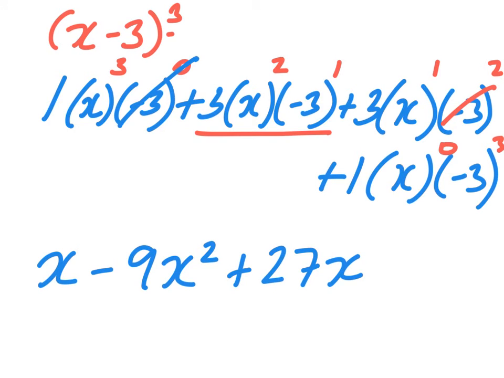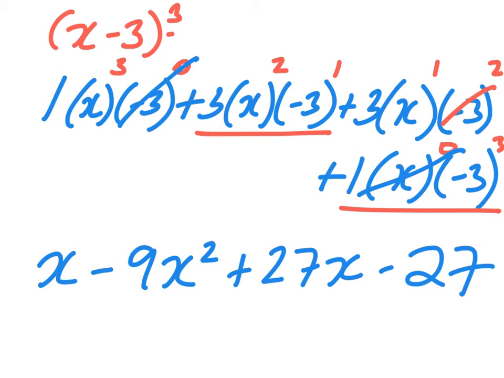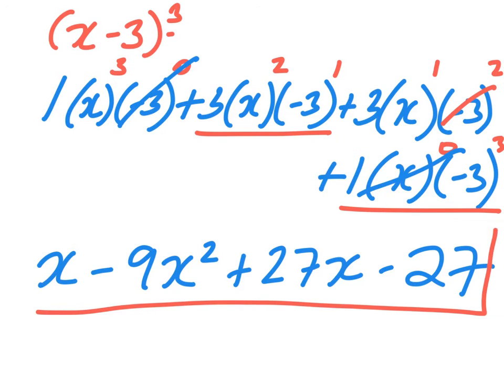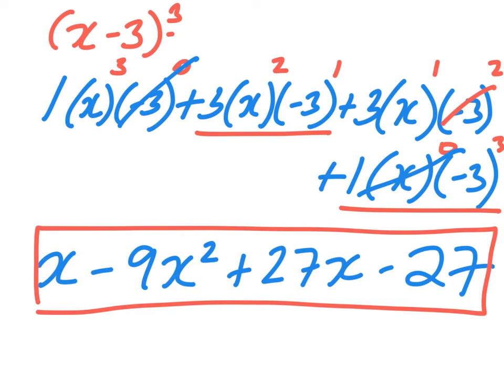And then we go to the last part. We just have x to the power of 0, so that means the x is gone, because x to the power of 0 is 1. And we have minus 3 to the power of 3, which is minus 27. And that's my answer. Okay? So I have expanded out x minus 3 to the power of 3 using the binomial theorem, or the binomial expansion. Right, let's have a look at something a little bit more difficult.